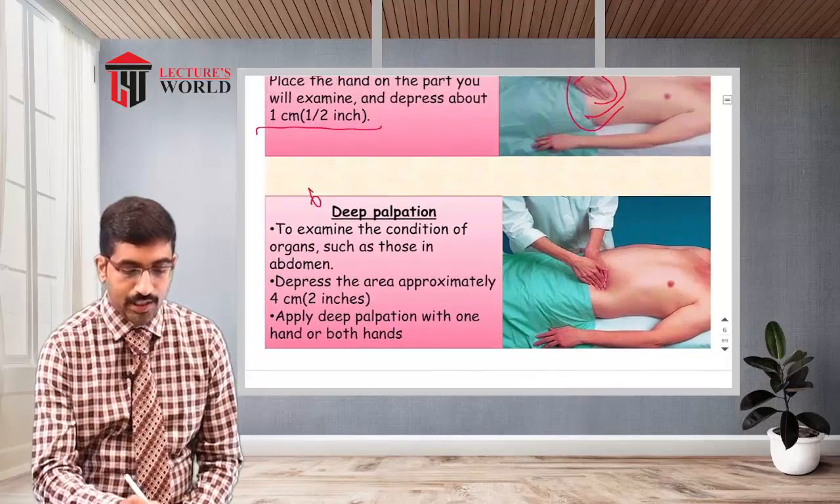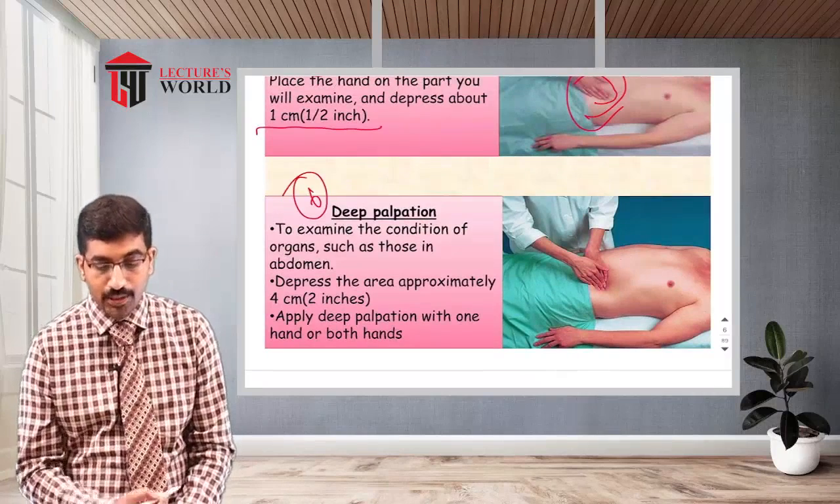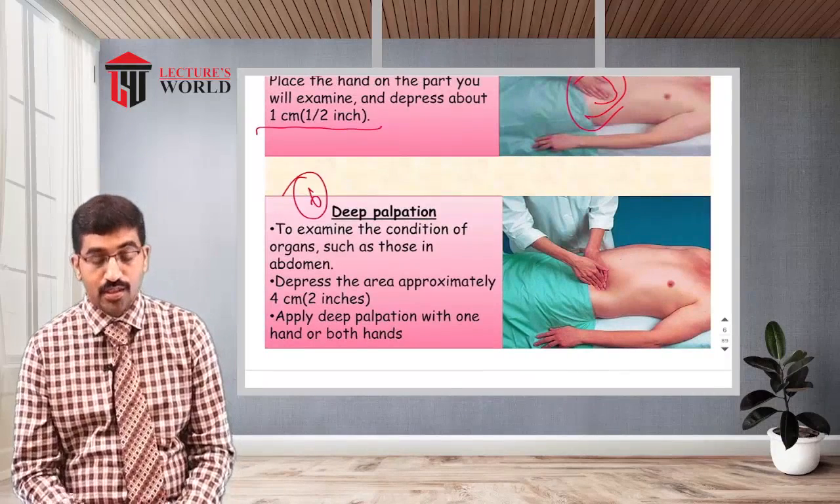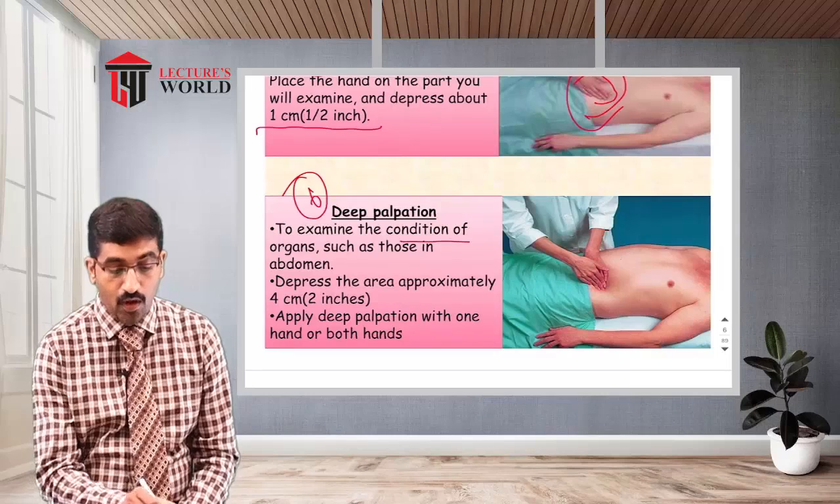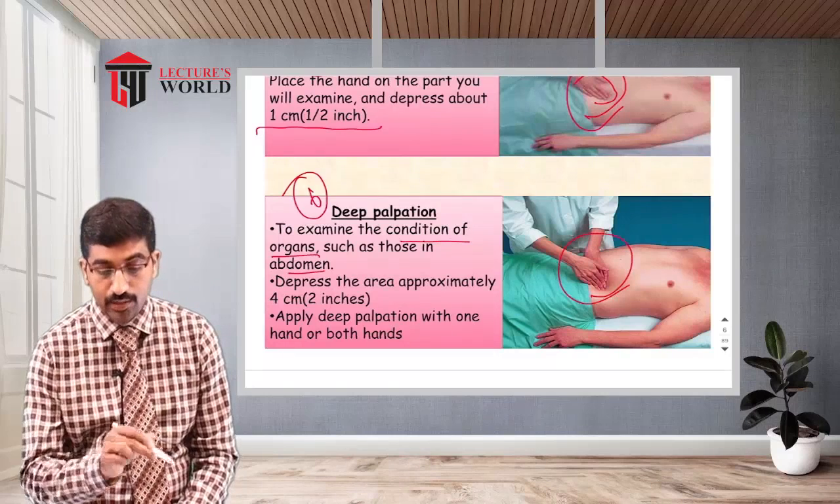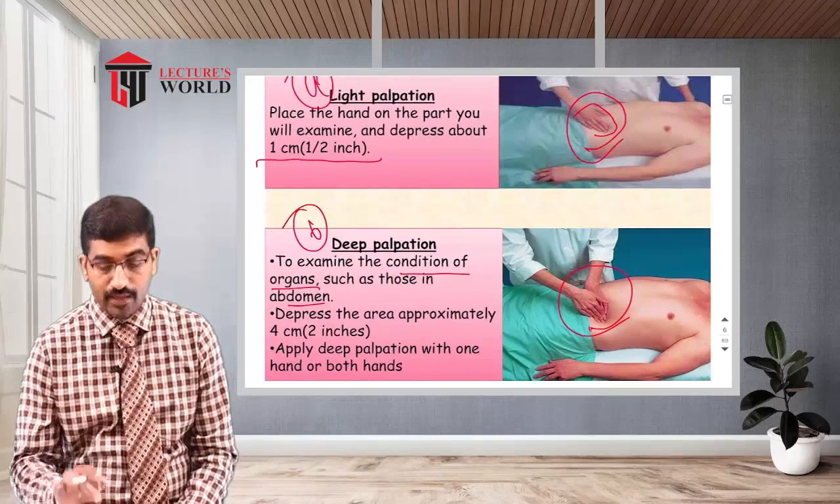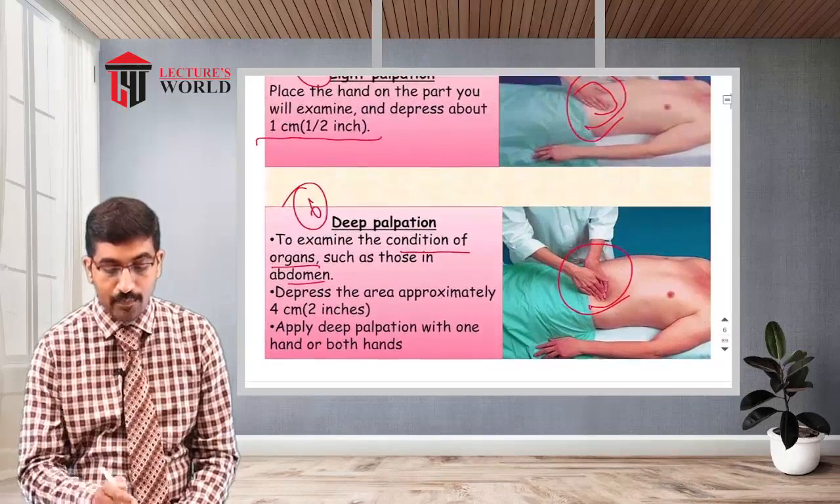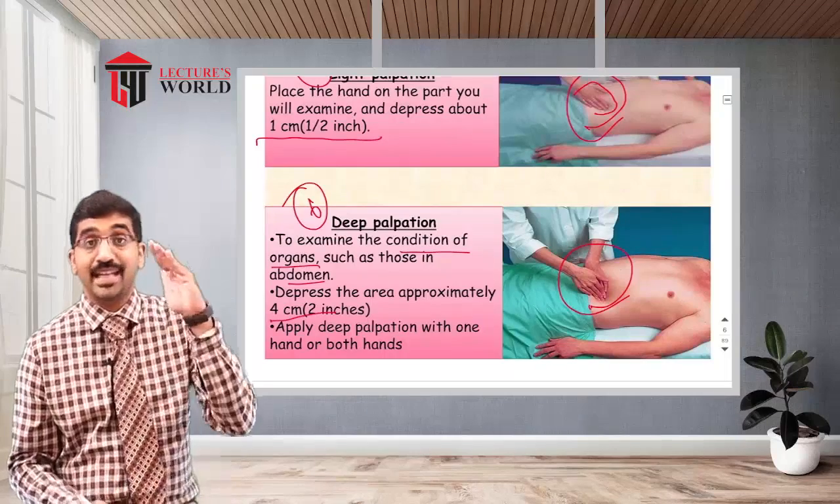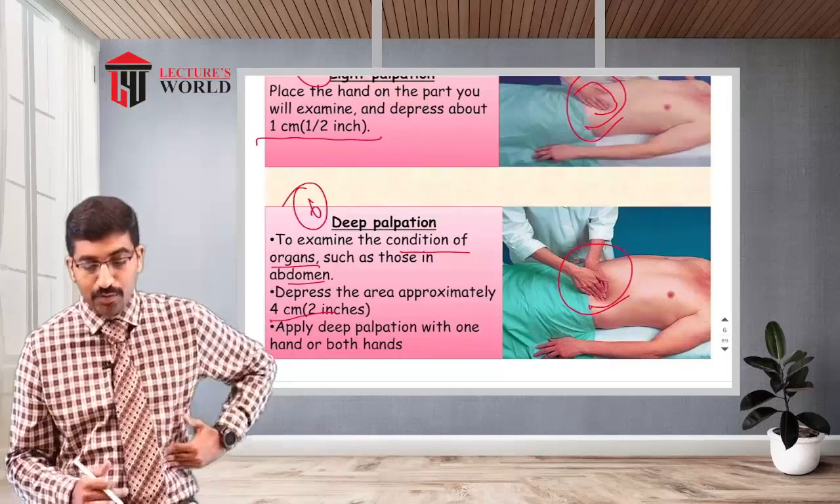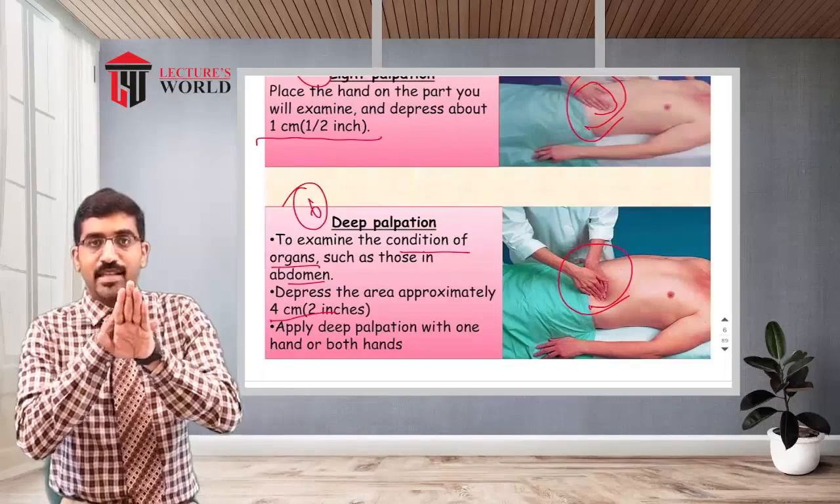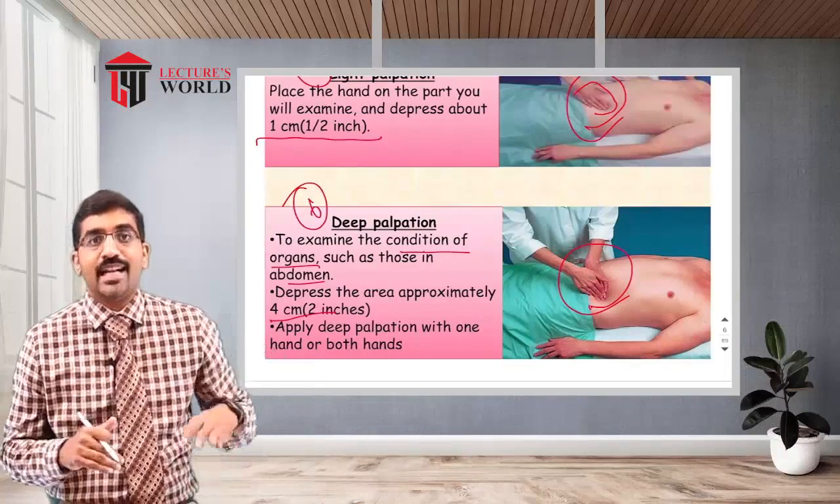The second is deep palpation. In deep palpation, you see both hands are used, to assess any condition of the organs in the abdomen in that particular area. You see the difference between light palpation and deep palpation. Deep palpation is for about 4 centimeters. You have to depress a lot, deeply, with both hands. You can press and go very deep inside and feel.